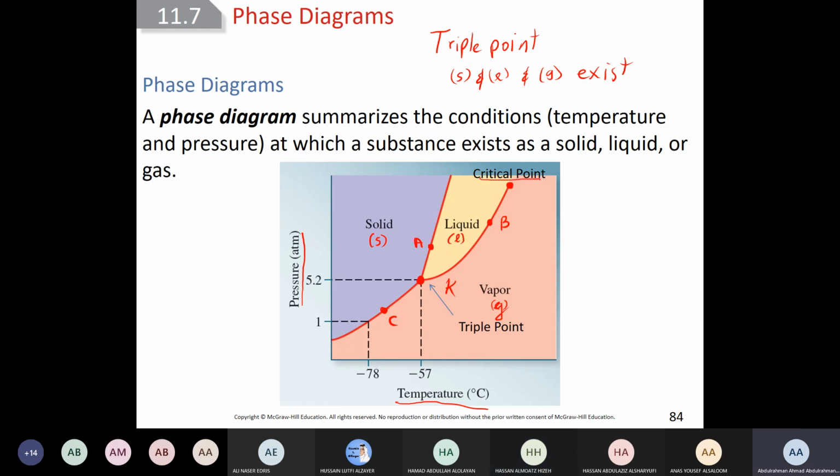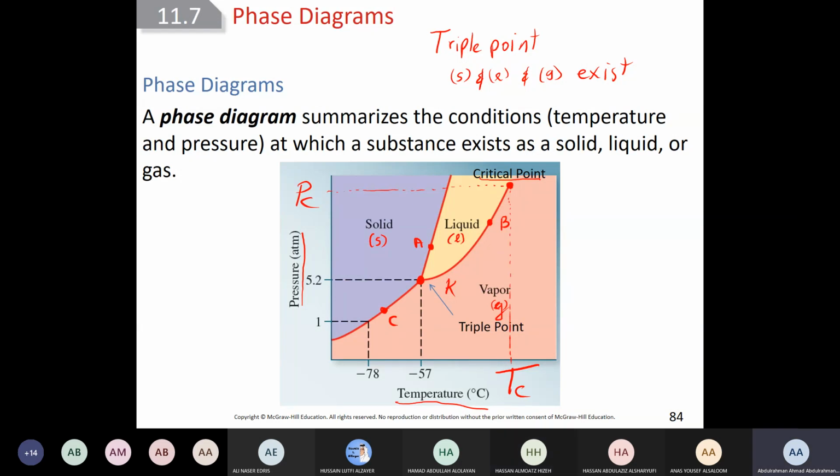Where is the critical temperature? How can you find the critical temperature? Go down to the x-axis. What's this temperature now? Critical temperature. Where is the critical pressure? On the y-axis. Parallel, yes. Good. Is this clear? Good.